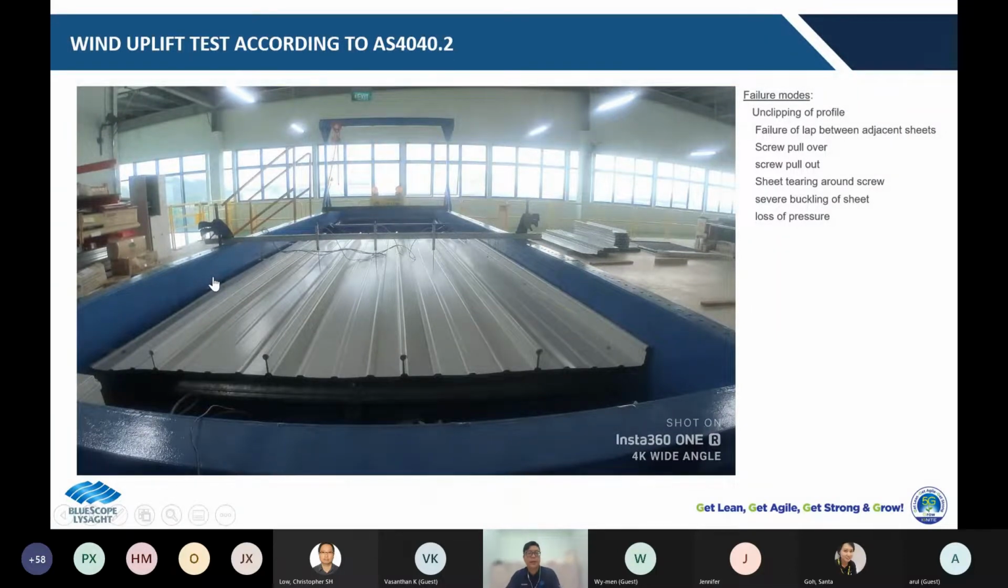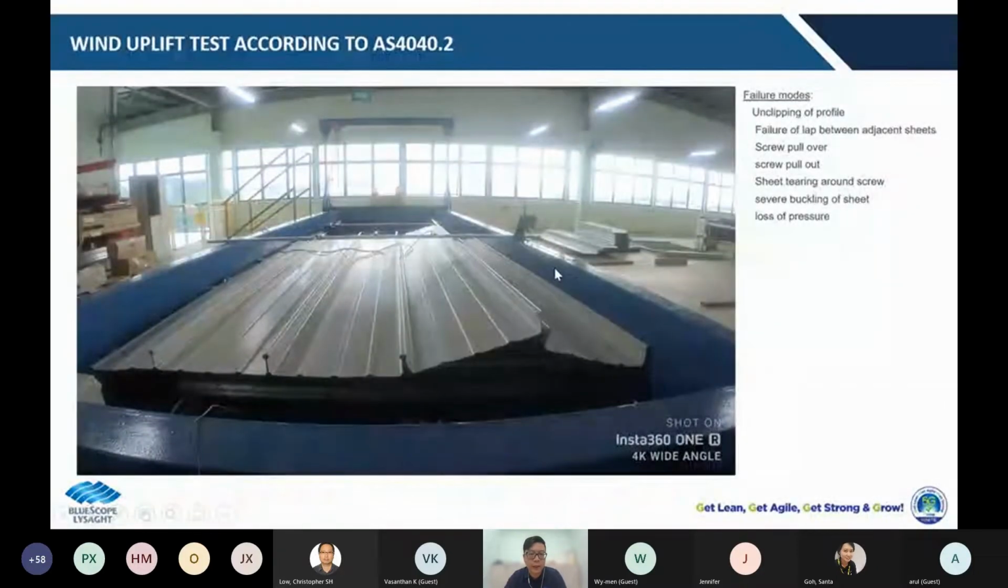All right, so this is a time lapse. You can see that we have 3 deflection gauges here. We measure the serviceability based on deflection. Then we release the deflection gauge, and then we put air into the airbag or direct air until the profile has failed. The failure mode will be, for example, unclipping of the profile, failure of the lapping, screw pull over, screw pull off, shear tear around the screw, buckling. These are all the modes that we use to determine whether the profile has failed. Upon that, we record the strength.